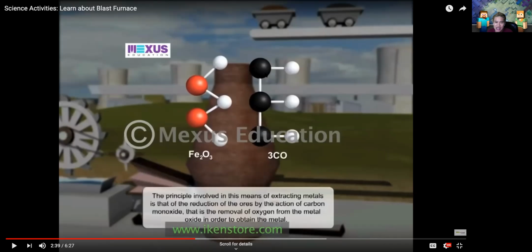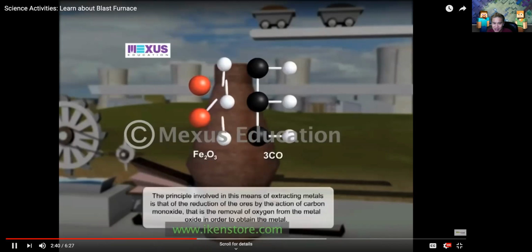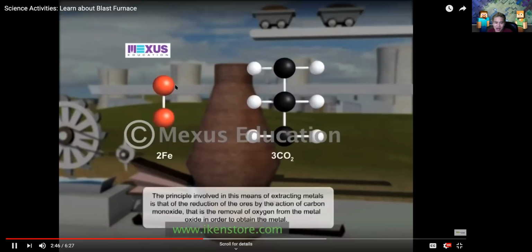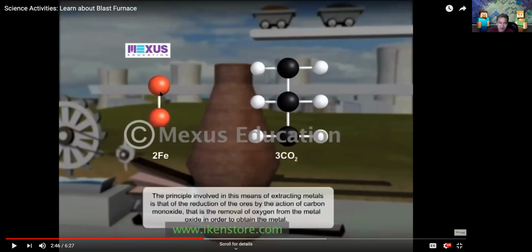So ferric oxide, it reduces. The chemical reaction is reduction because the 3 oxygen atoms are removed from the metal oxide in order to obtain the metal. See here, because of the reduction, what was left was your iron. This is the elemental form. So that is your reduction reaction.